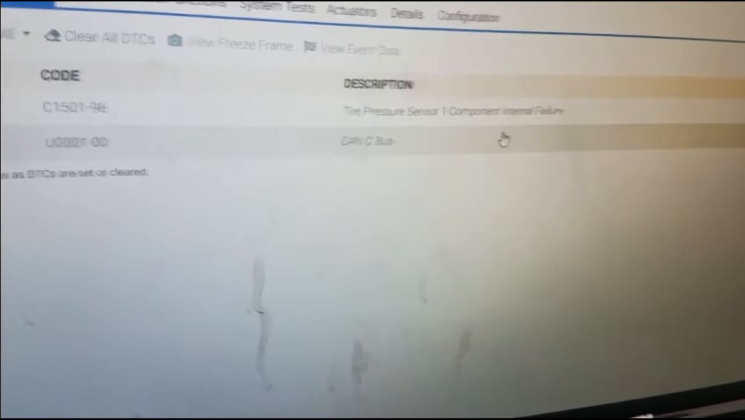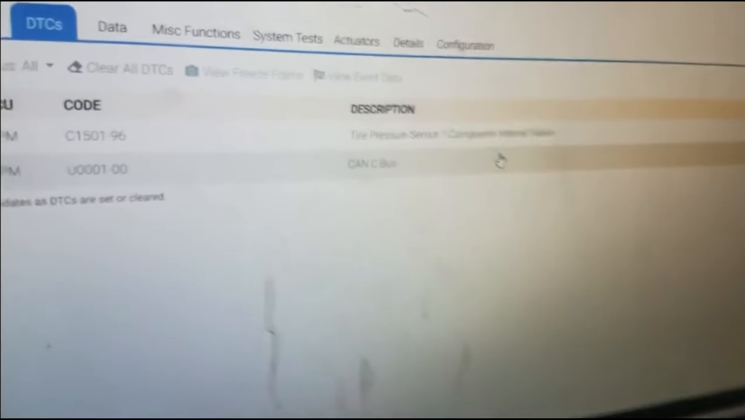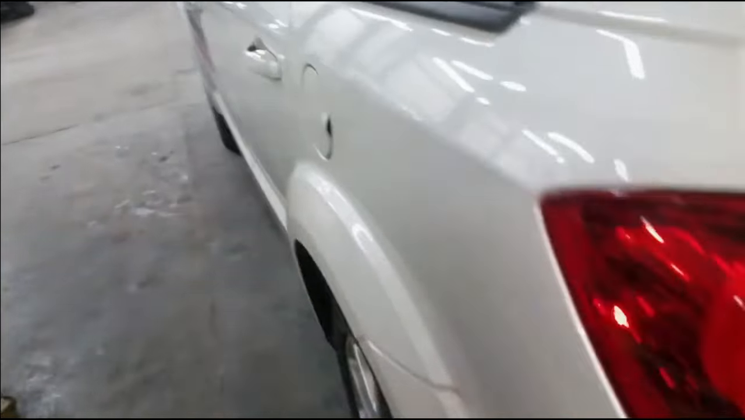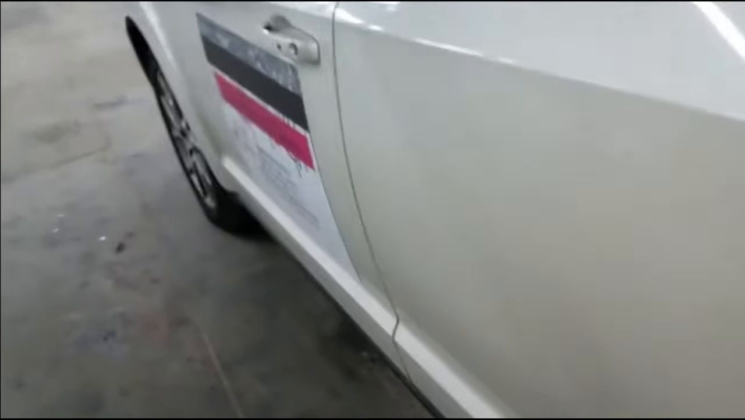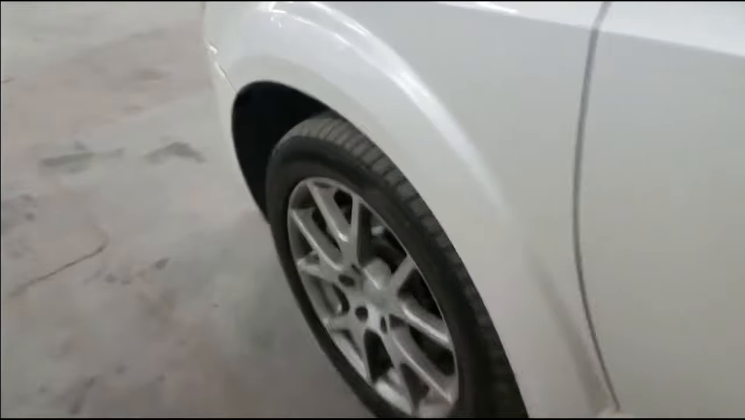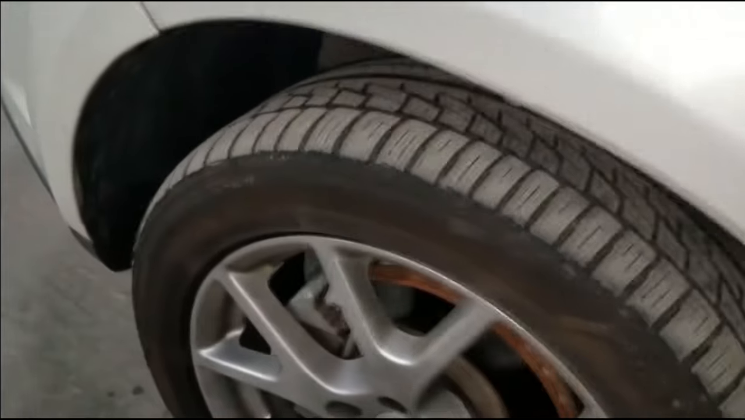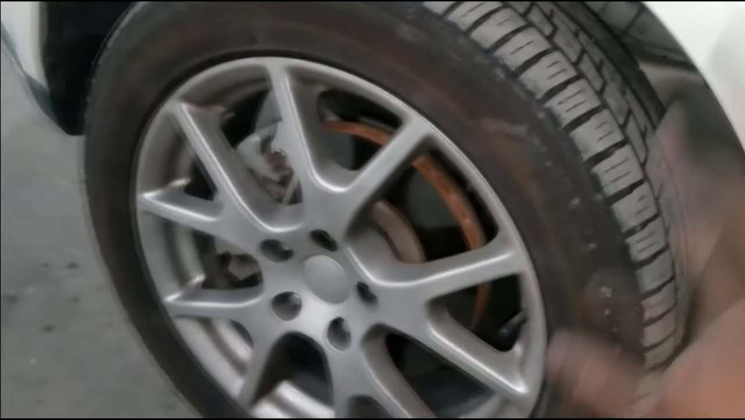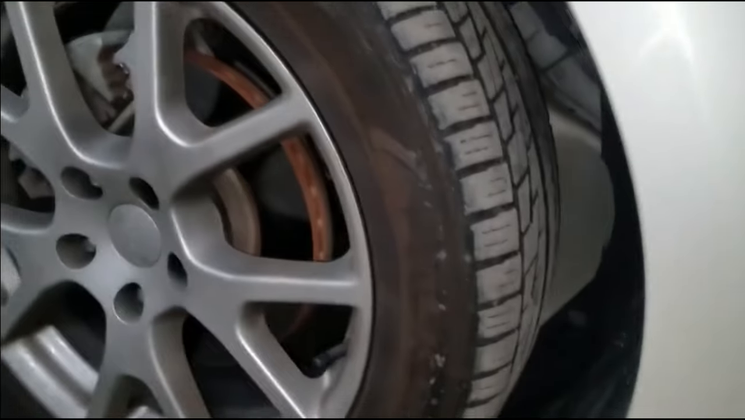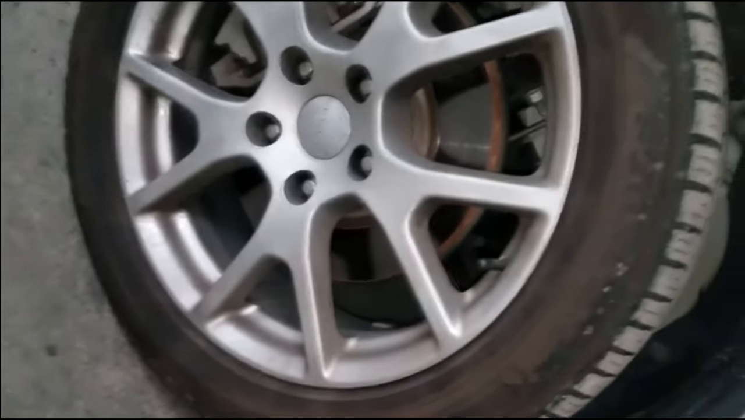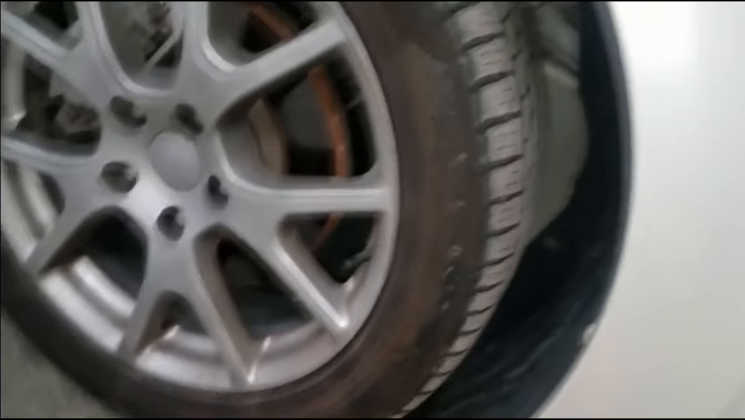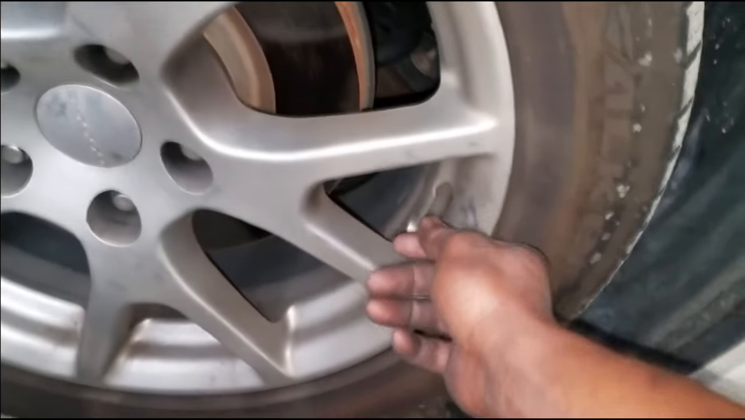All right, first let's get a visual look at this tire and see if there's anything visually not right. Let's walk over to the car. Okay, according to the computer, this is tire 1. This is the driver's side. I had her pull up and backwards so I can see if there's any nails in it, but that doesn't really matter, guys, because it's not a low tire pressure issue. It's an internal sensor issue.